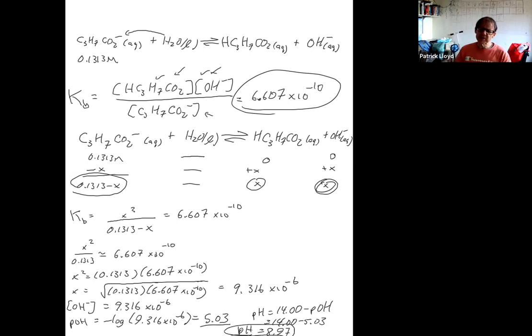which kind of makes sense because it's a weak base. So if you have a weak base, your pH is going to be above 7, but not that much above 7, not 11 or 12, because 11 or 12 is generally what you get when you have a strong base. This is a weak base. It's not a very strong base at all.